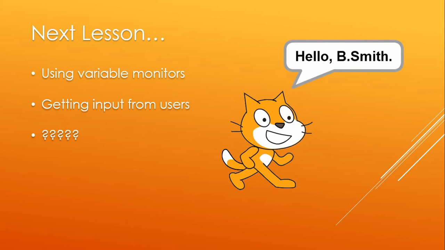And quickly looking at the next lesson, we can just look at using variable monitors. I showed you quickly there in the dice example, but basically you can do quite a bit with those variable monitors. Also going to look at how we can get input from users, asking them questions and getting them to type in answers or type in whatever we need them to type in to continue the program. And then we're going to look at doing something slightly differently, just for a change.